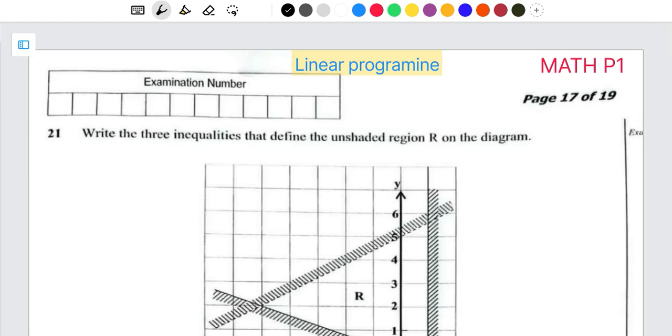We're going to look at linear programming, that is mathematics paper 1.